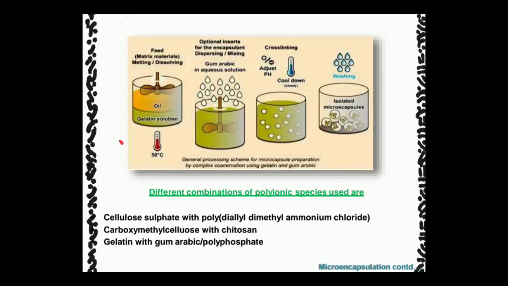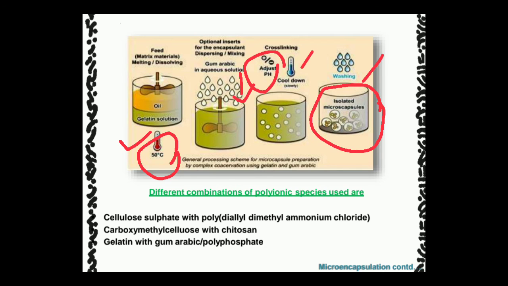In this, we are taking the feed, that is the oil and the gelatin solution, and maintaining the temperature at around 50 degrees centigrade. To this, we are adding an aqueous solution of gum arabic. We are adjusting the pH, and cross-linking takes place by cooling down the whole solution. Then we get the isolated microcapsules, and washing is done to wash out the excess amount of unwanted product. The different combinations of polyionic species used are cellulose sulfate with polydiethyl dimethyl ammonium chloride, carboxymethyl cellulose with chitosan, gelatin with gum arabic or polyphosphate.